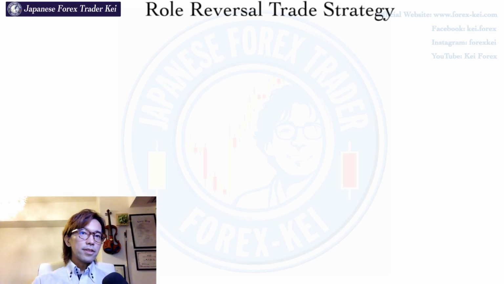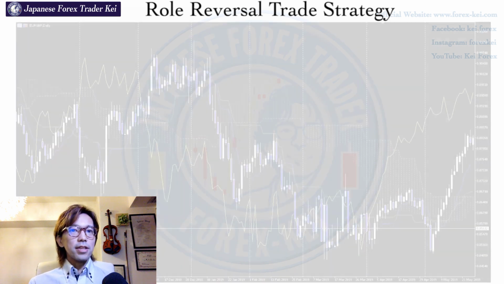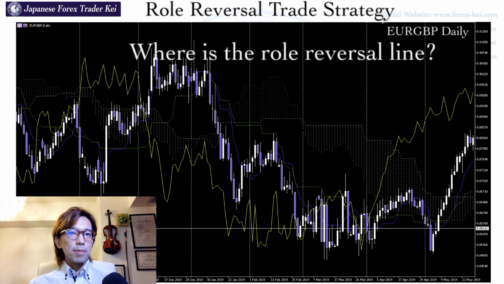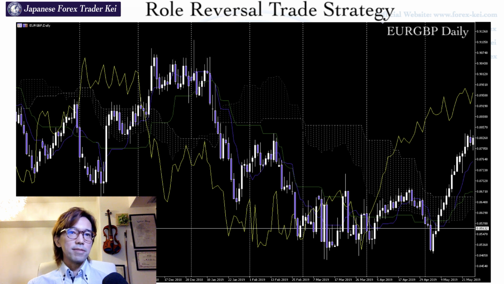So the role reversal happens when the former support becomes a resistance and vice versa. For example, take a look at this chart. This is a daily chart of Euro Pound, and just think where the role reversal is happening on the market. Can you identify where that is? If you want to think, just stop the video for a second and think about it. Alright, so let me tell you the answer. It's right here on this blue line.